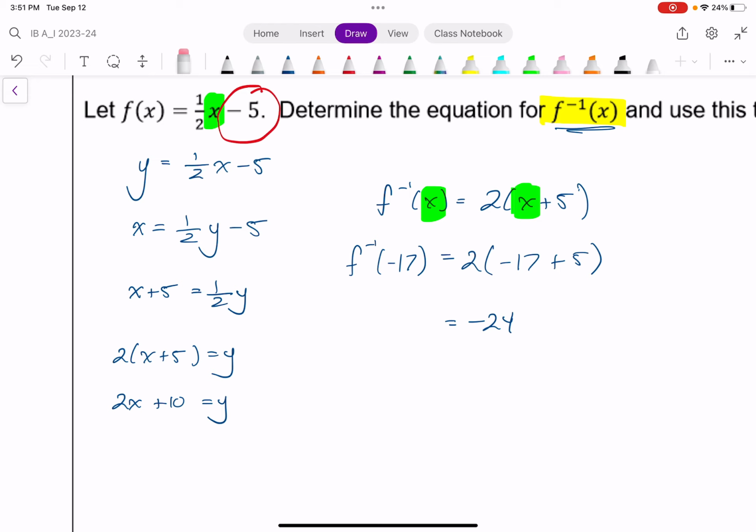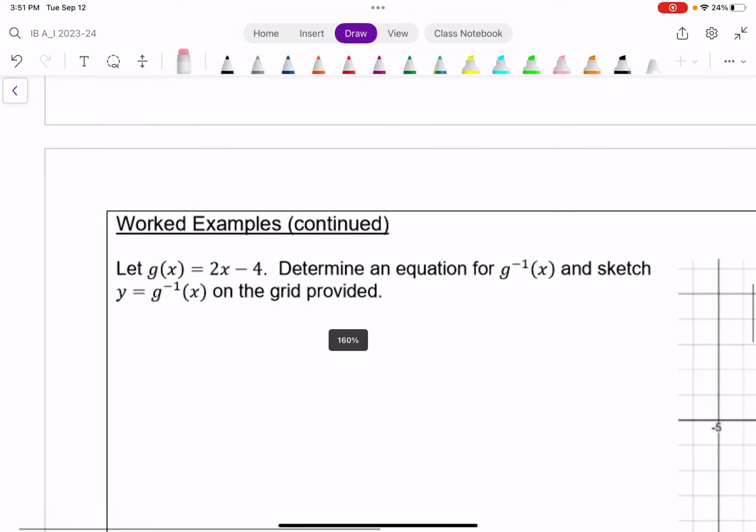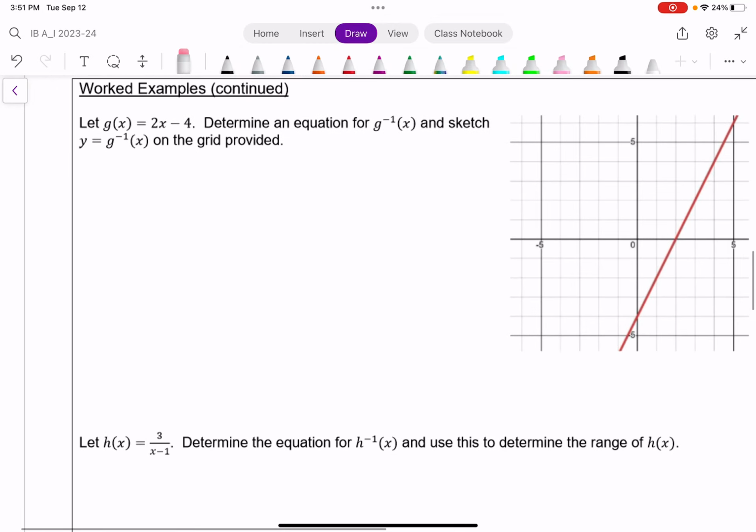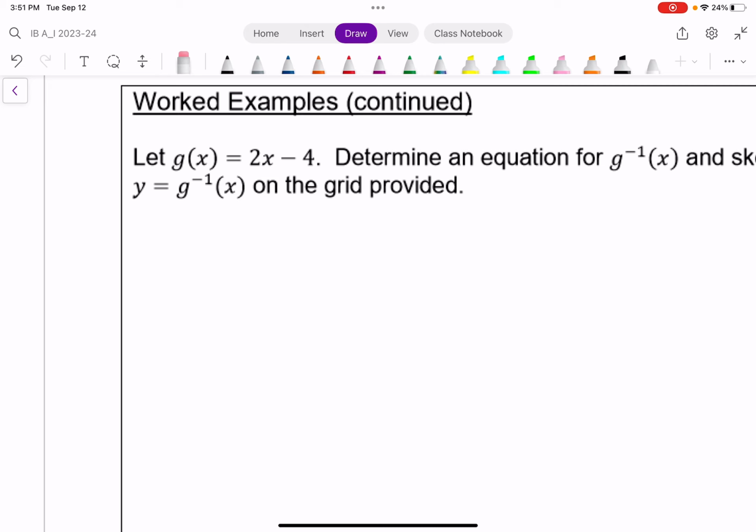So next, let's look at another simple function, g of x, which I have graphed here as well, 2x minus 4. I want the equation of the inverse, and I want to sketch it. Same idea as before, I'm going to find this algebraically. I'm going to first write g of x as y equals 2x minus 4. I want the inverse, so I want to swap around my inputs and outputs. This is now going to be x equals 2y minus 4, and solve for y.